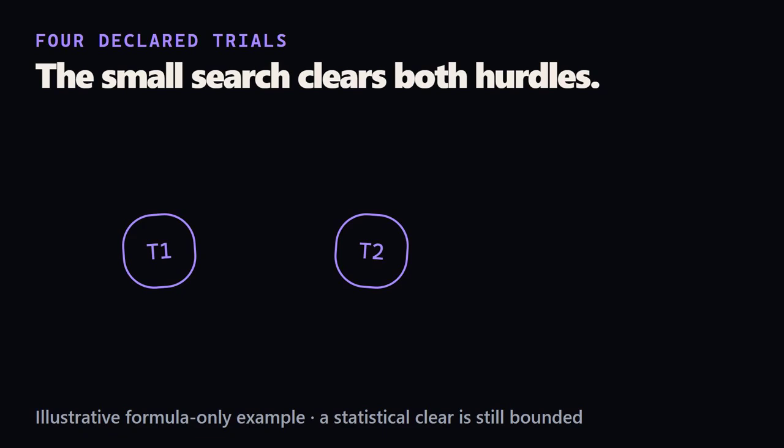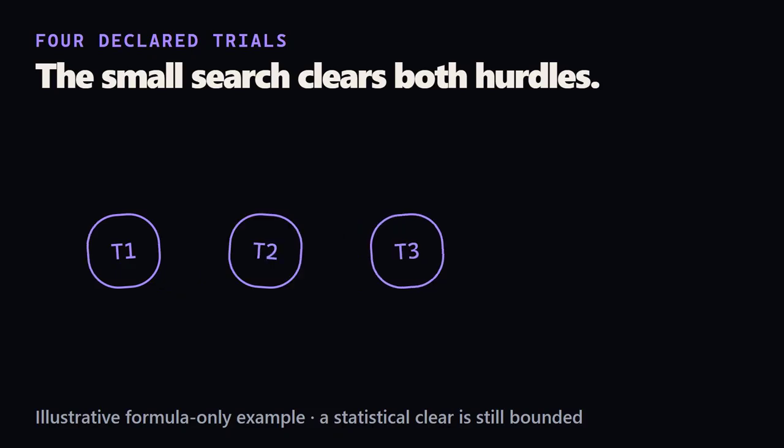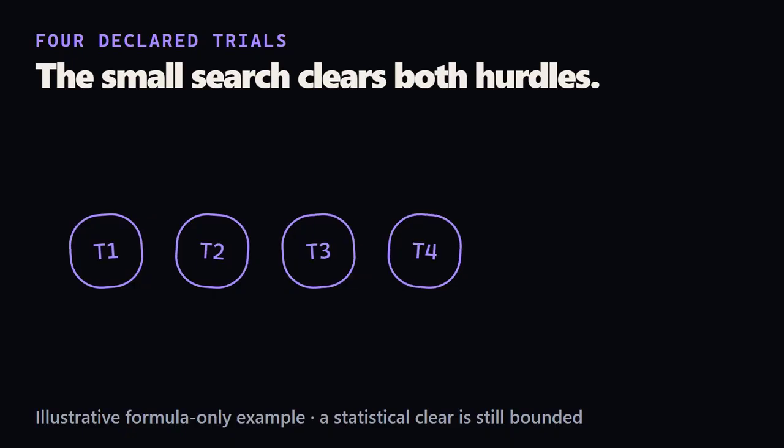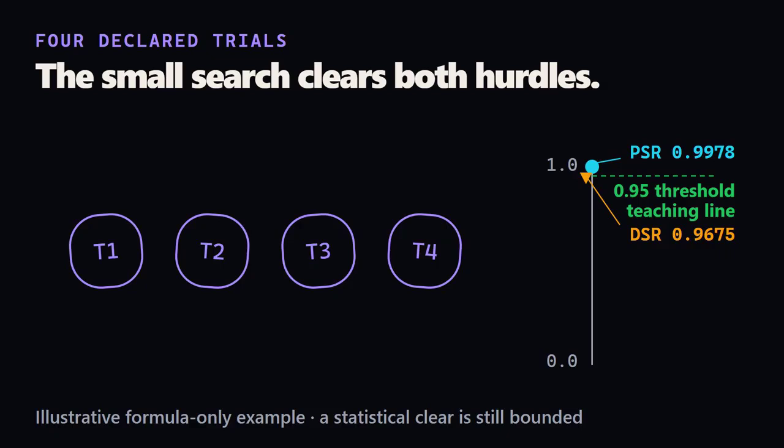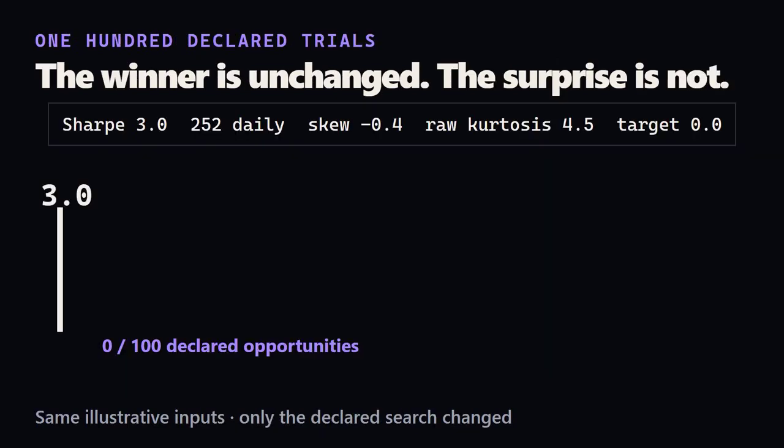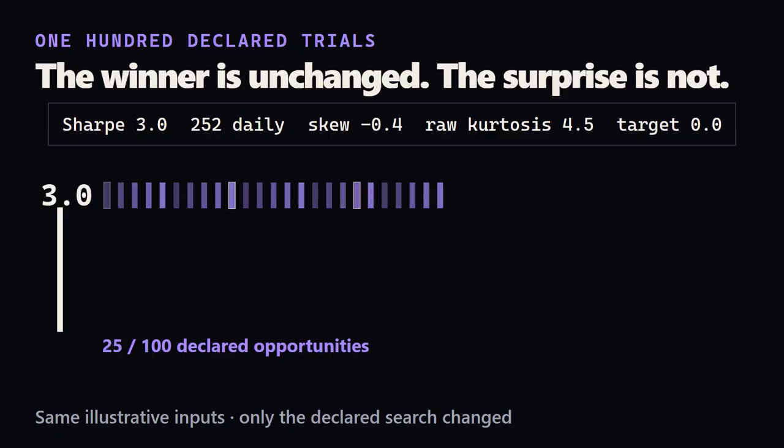With 100 trials, the candidate's Sharpe, observations, skewness, and kurtosis are unchanged. So PSR remains 0.9978, but DSR falls to 0.6702, below the same 0.95 line. Nothing worsened in the selected return summary. The larger search changed how surprising that winner is. The comparison isolates selection pressure.